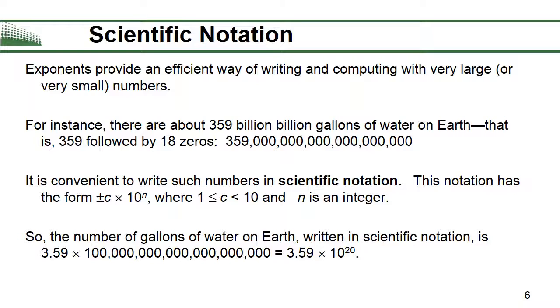The first number in scientific notation is never going to be larger than 10. In fact, it can't be 10. So the number has to be between 1, and it can be 1, but less than 10.